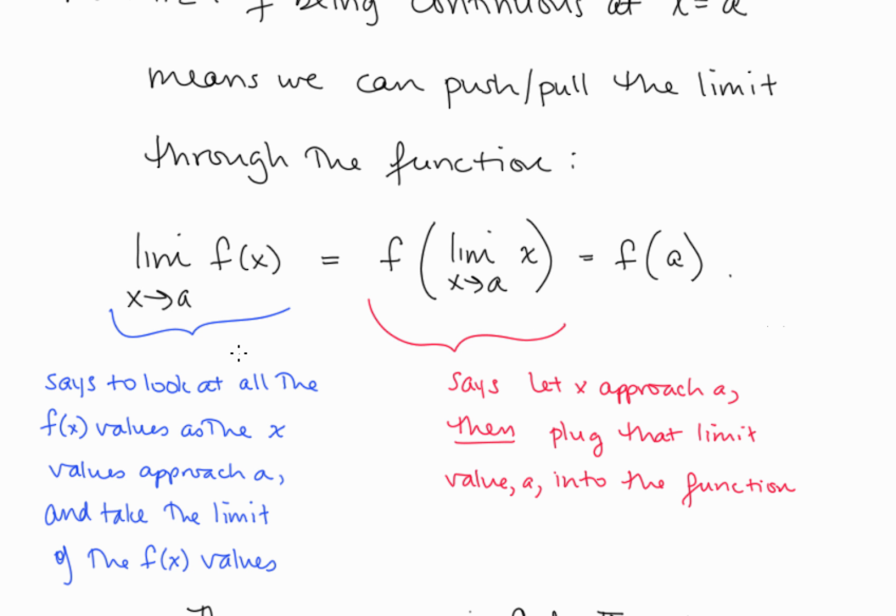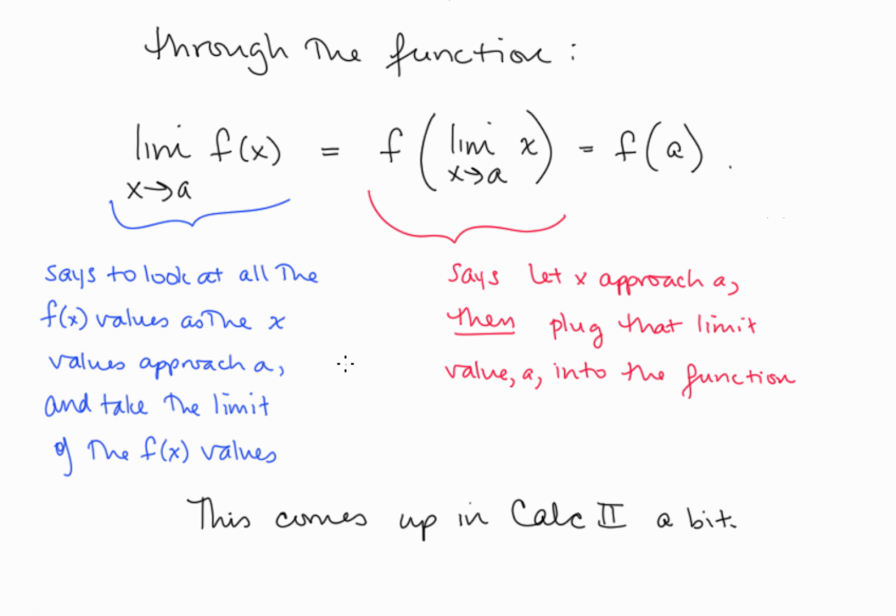Here, on the left, we're saying, look at all the f of x values as the x values approach a and take the limit of the f of x values. But here we're saying, let x approach a, then plug that limit value of a into f. And continuity means they're the same. So essentially we're able to push this limit through the function, or pull it out of the function. And that's an important property to note. It comes up a little bit in Calc 2.